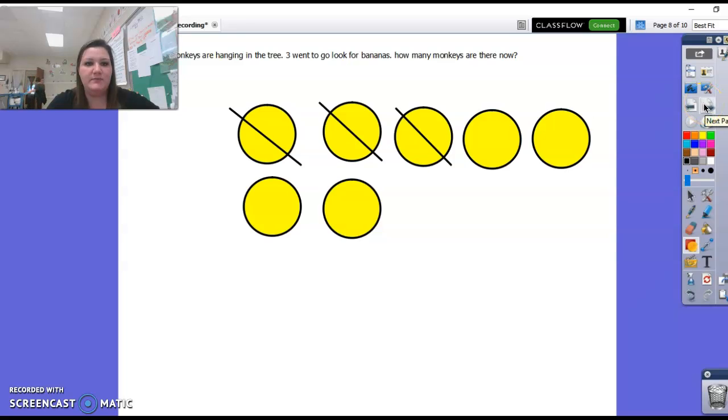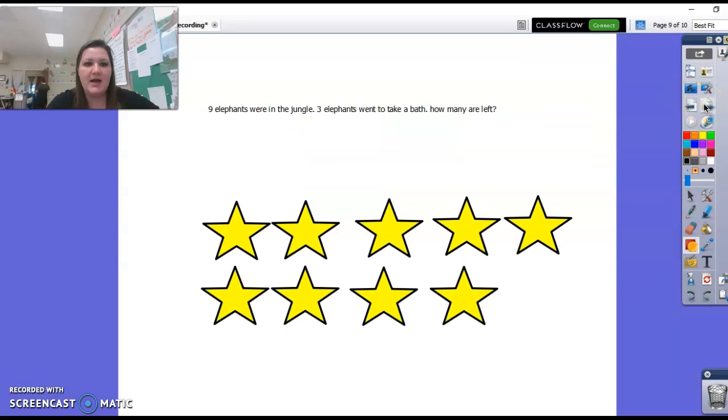Let's go on to the next one. There are 9 elephants in the jungle. Okay, so I went ahead and drew my 9 elephants. 3 elephants went to take a bath. How many are left? So I have my 9. I'm going to cross off the 3 that went to go take a bath. How many elephants are left?